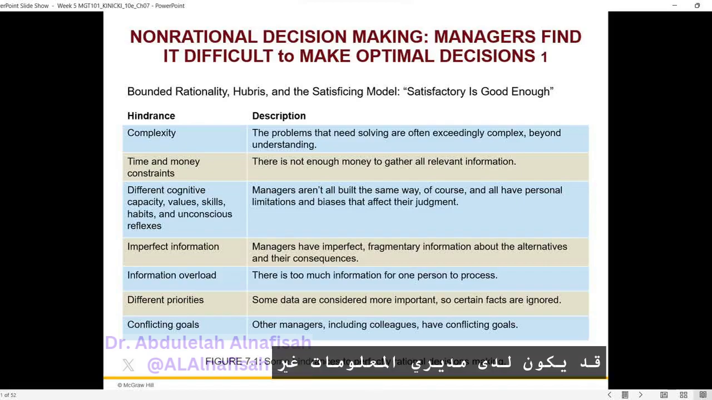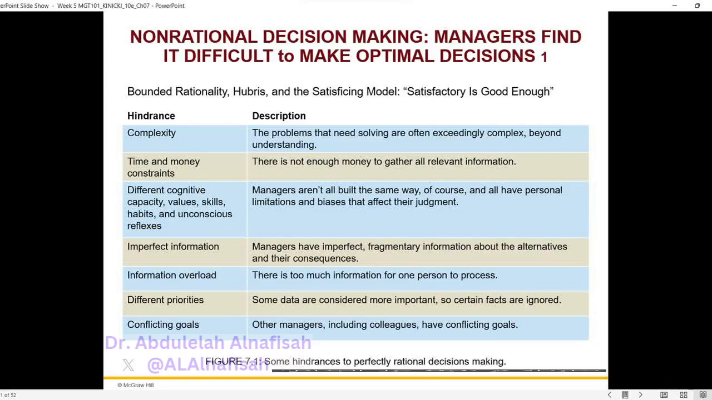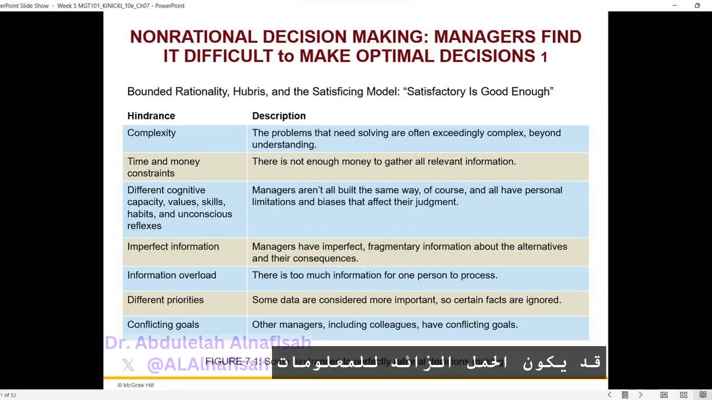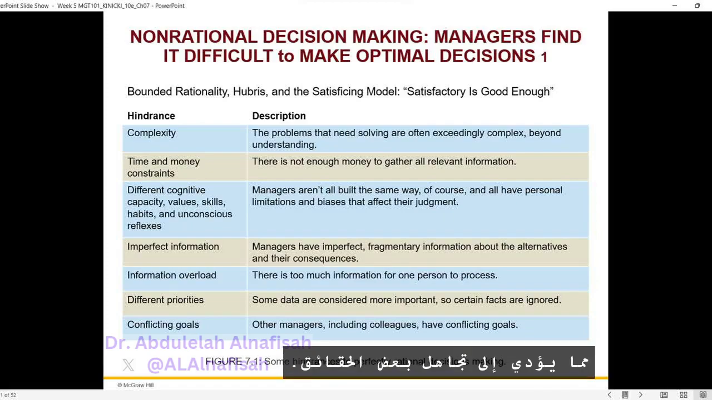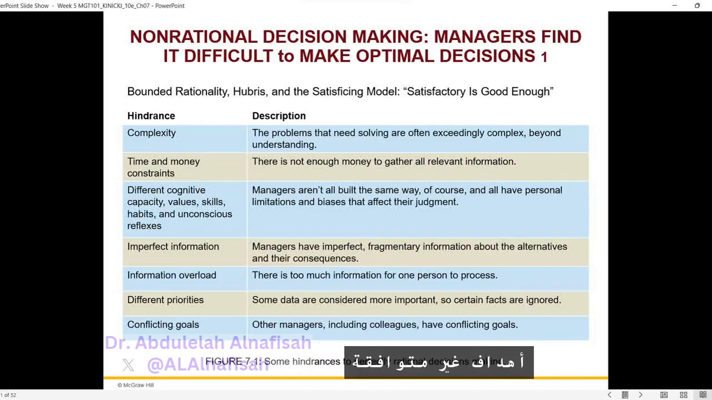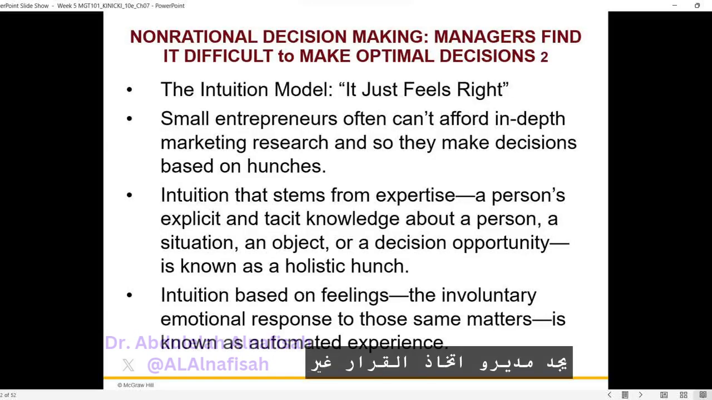Imperfect information. Managers may have incomplete or inaccurate information about the alternatives and their consequences. Information overload. There may be too much information for one person to process efficiently. Different priorities. Some data may be considered more important than others, leading to some facts being ignored. Conflicting goals. Other managers or colleagues may have goals that are incompatible with each other. Non-rational decision-making. Managers find it difficult to make optimal decisions.